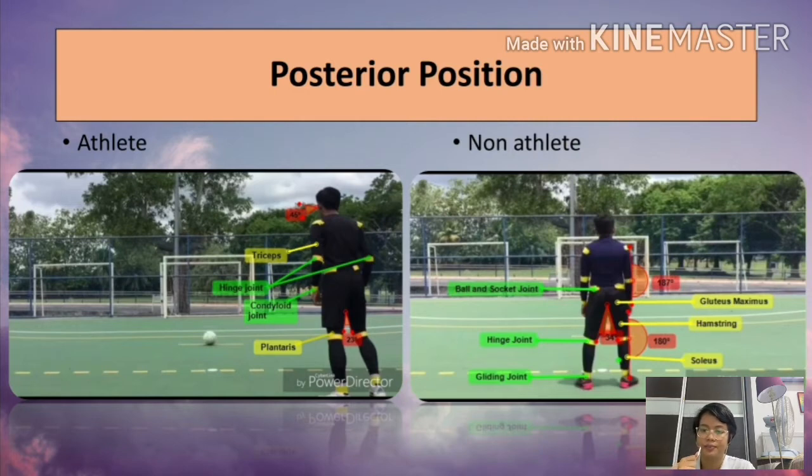and soleus, while the joints are hinge joint at the elbow, condyloid joint at the wrist, ball and socket at the hip, hinge at the knee, and gliding joint at the ankle. So as you can see, same as the anterior position, the angle of the athlete leg is a bit narrower than the non-athlete angle.